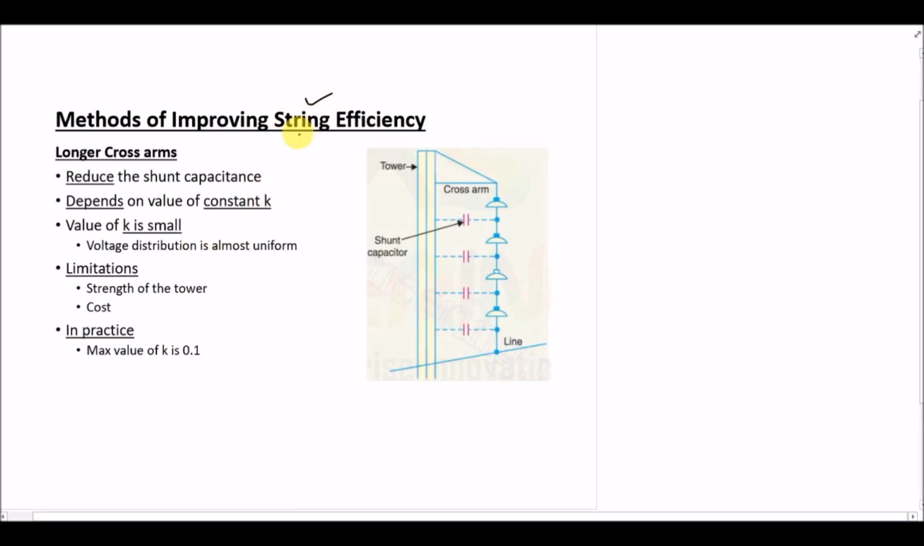In this lecture, we are going to talk about a few methods by which we can improve the string efficiency. Now, string efficiency, we already know, depends on the value of k, and k is equal to C1 over C. C1 is your shunt capacitance and C is your self capacitance, right? So if you have to reduce the value of k, you have to reduce the value of the shunt capacitance.